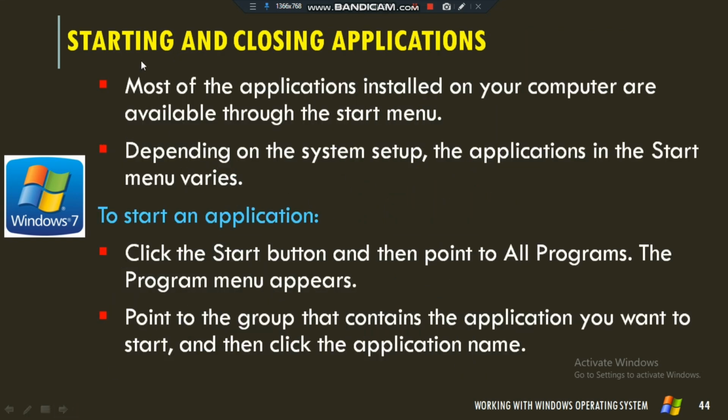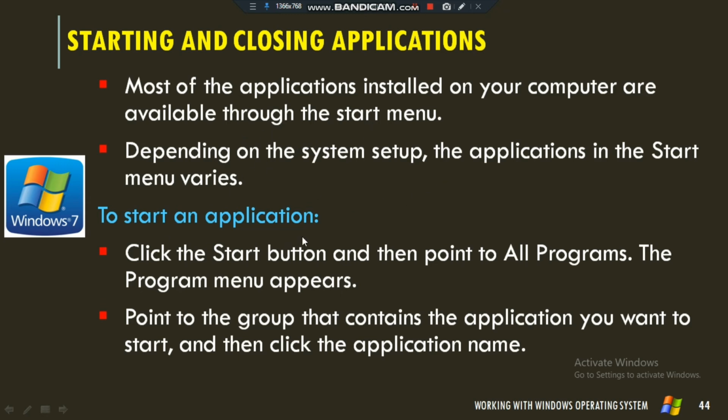Okay, so starting and closing applications. When you want to start or close an application, what do you do? Most of the applications installed on your computer are available through the Start menu. Depending on the system setup, the applications in the Start menu vary. So how can we start a particular application? You just go to the Start menu and select the application you want to work with. Okay, that application can be started.